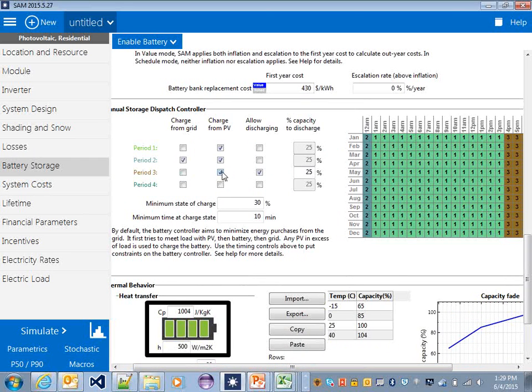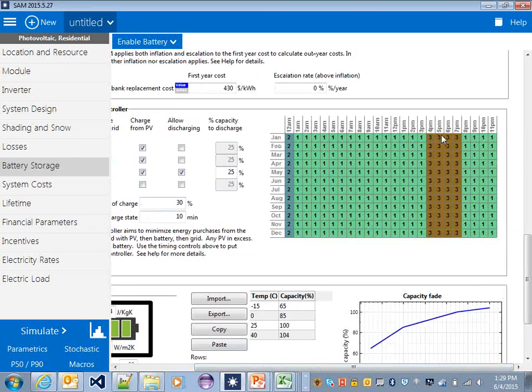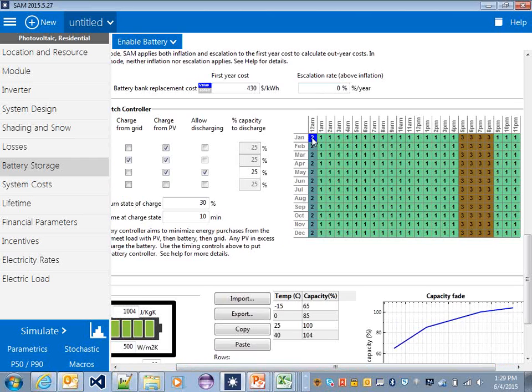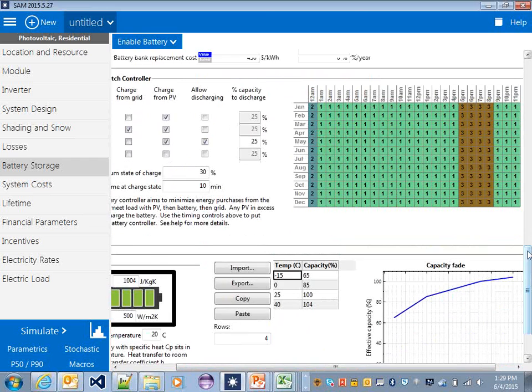For period 3 here, I have it set to both charge from PV if available, but also to allow discharging. I change this period 3 by selecting this schedule, hitting 3. I will select this 4 p.m. and hit 1. Now, anytime the PV starts to fade off in the early evening, the battery will start to discharge to meet some of that load. And this period 1 is just allowing the battery to charge from excess PV.